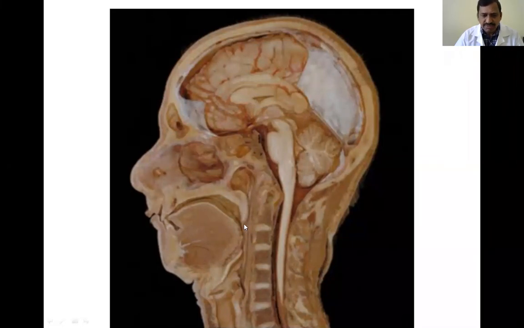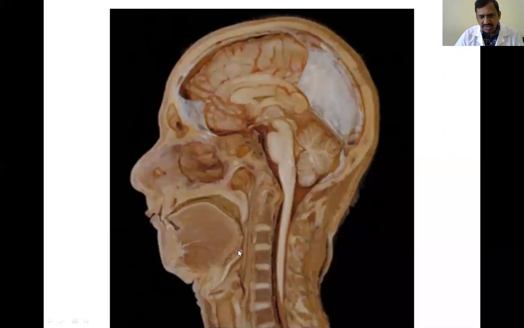Okay, here you see this part. It is just behind the oral cavity, at the level of C2 and C3, the second and third cervical vertebral level. That part is the oropharynx.